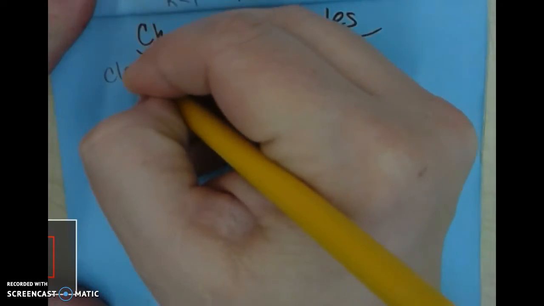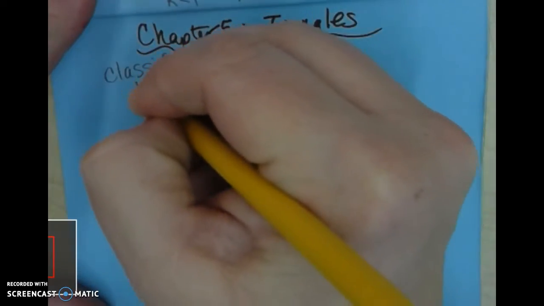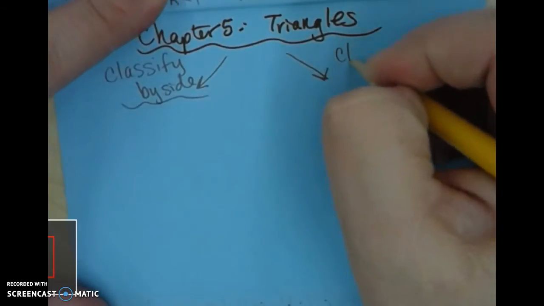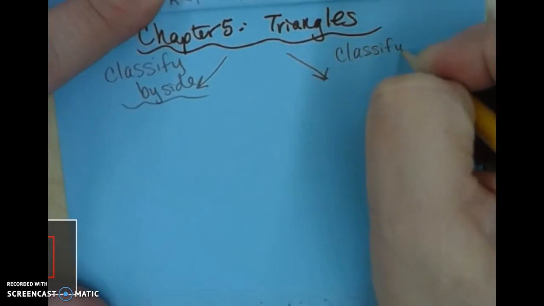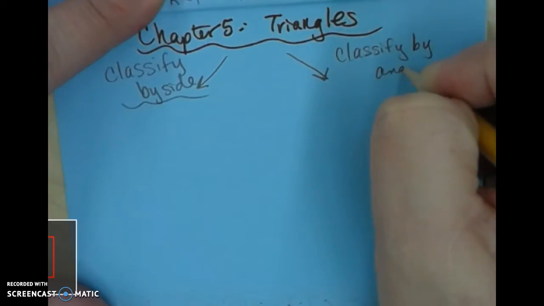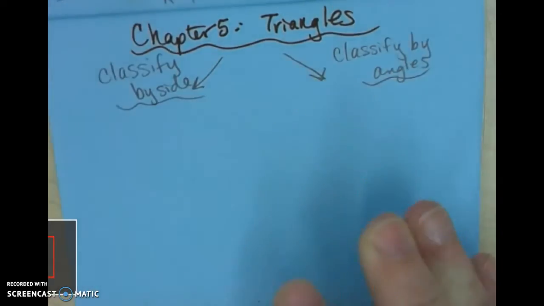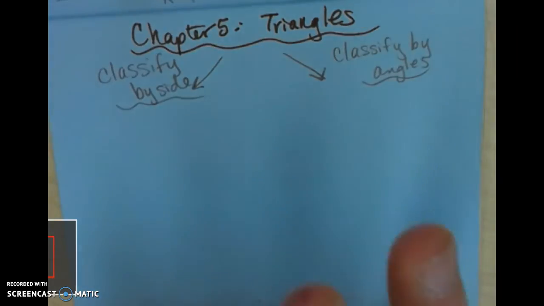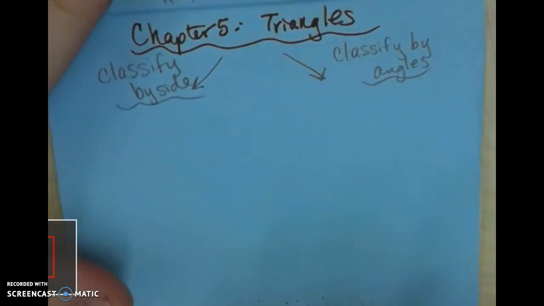You have to classify by sides, and you have to classify by angles. And so when you do this, you have to have one of each. You can't just have one name. All triangles actually have two names.